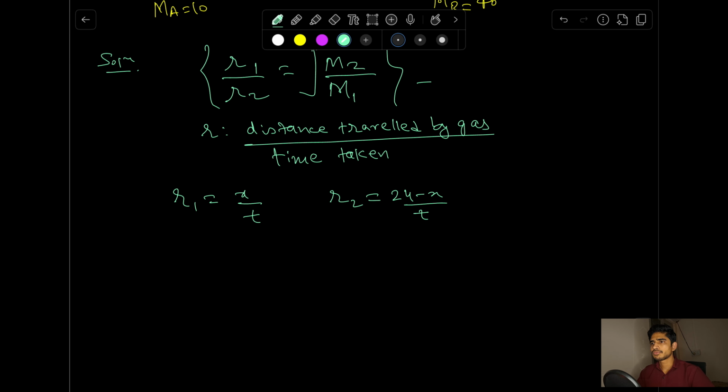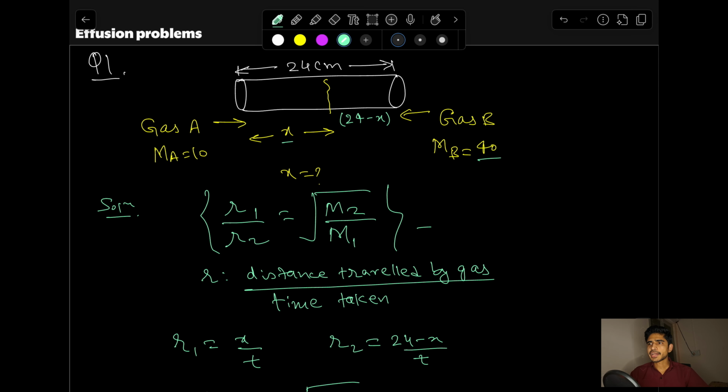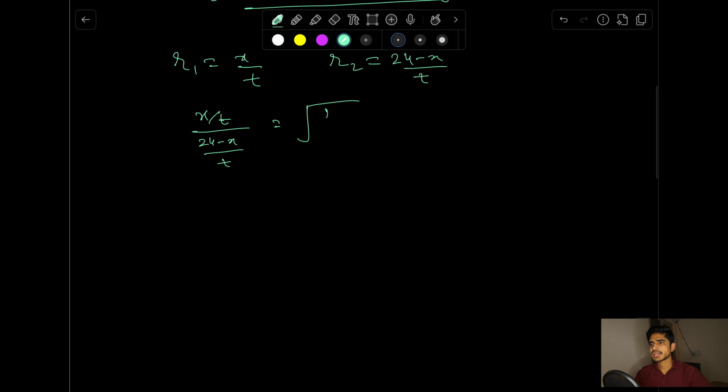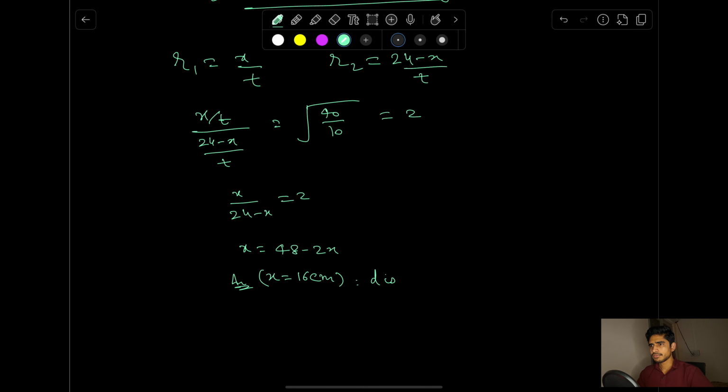So we know the formula R1 by R2 is equal to square root of M2 by M1. We'll put the values over there. So under root of, what is the molar mass of the second gas? That is 40. Molar mass of the first gas, that is 10 gram per mole. So we'll get 2. x divided by 24 minus x is 2. Solving it further, we get x is equal to 48 minus 2x. x will come out to be 16 centimeter. This will be our answer where these gases will meet, which is the distance that gas A has moved.